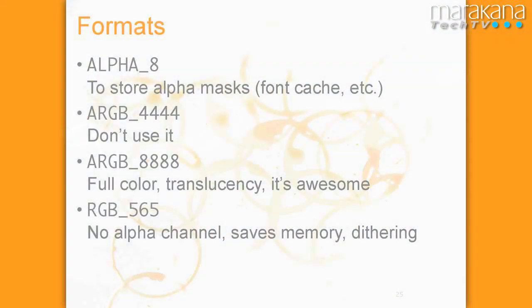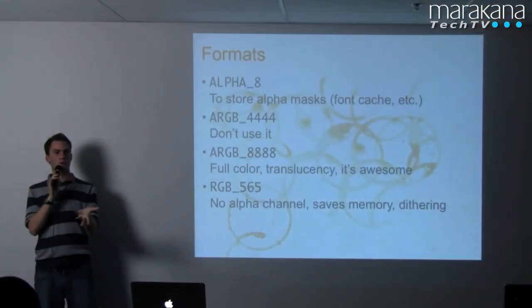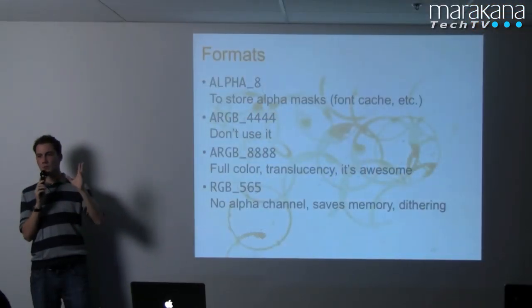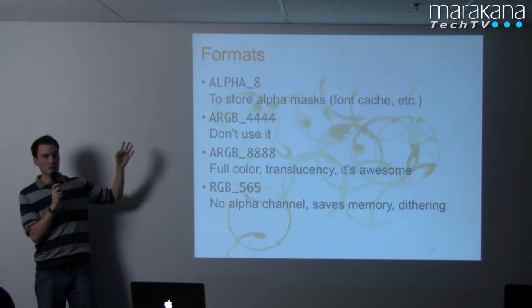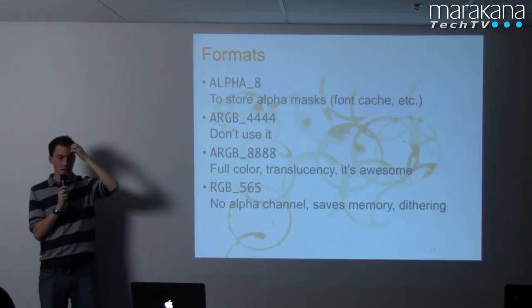And finally, we support four different types of bitmap formats. Two of them you should never use, which makes you wonder why they're there. Alpha 8, you should use this one, but you will never use it. It's basically used only to store alpha masks. So if you're writing a font cache for a game, or if you're doing fancy clips with arbitrary shapes, you might be using that format. Otherwise, you'll pretty much never use it.